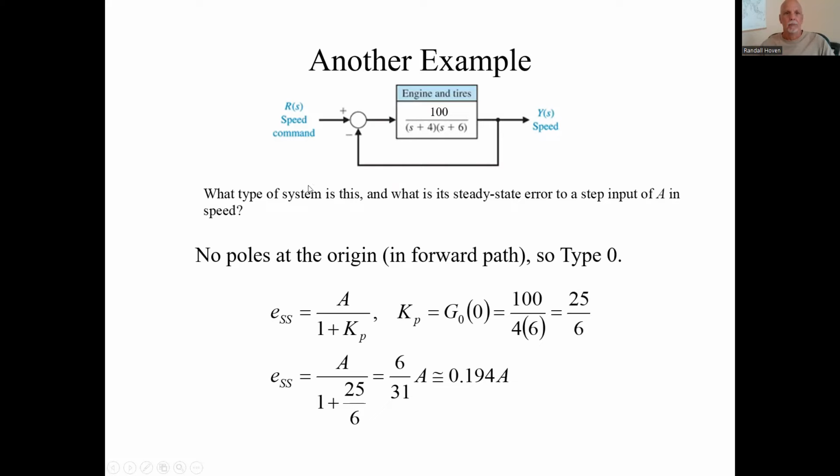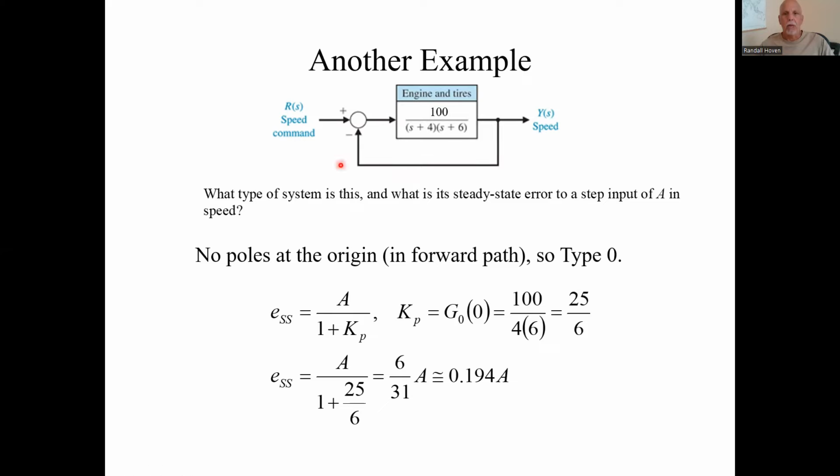All right. What type of system is this? And what is its steady state error to a step input of A in speed? The input is still a unit step. Not a unit step, but a step input of A, even though it's called speed. Both the input and output are in terms of speed.